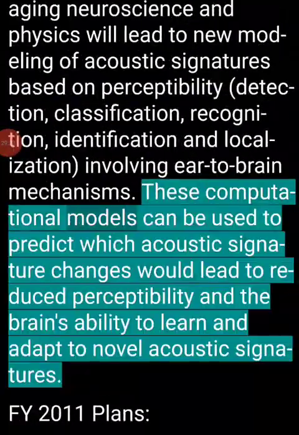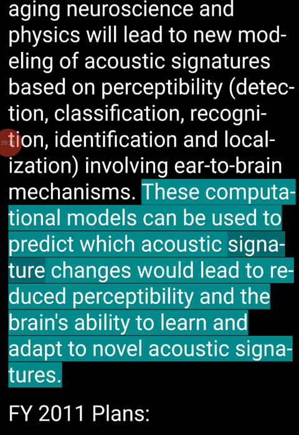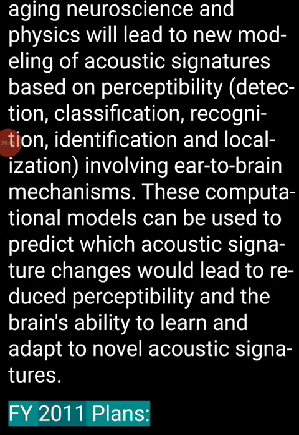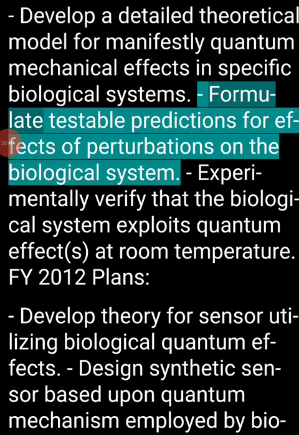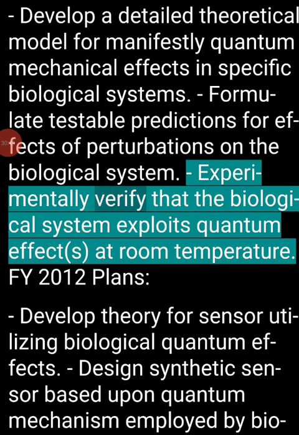These computational models can be used to predict which acoustic signature changes would lead to reduced perceptibility and the brain's ability to learn and adapt to novel acoustic signatures. FY 2011 Plans. Develop a detailed theoretical model for manifestly quantum mechanical effects in specific biological systems. Formulate testable predictions for effects of perturbations on the biological system. Experimentally verify that the biological system exploits quantum effects at room temperature.